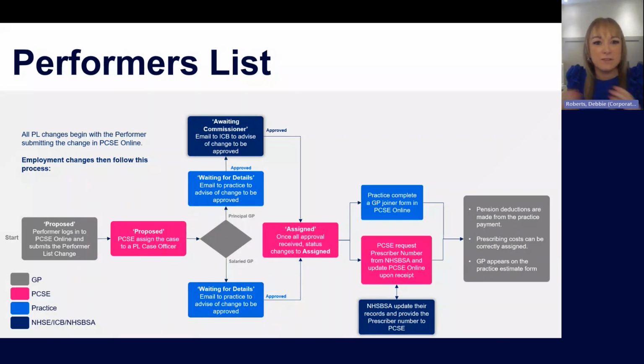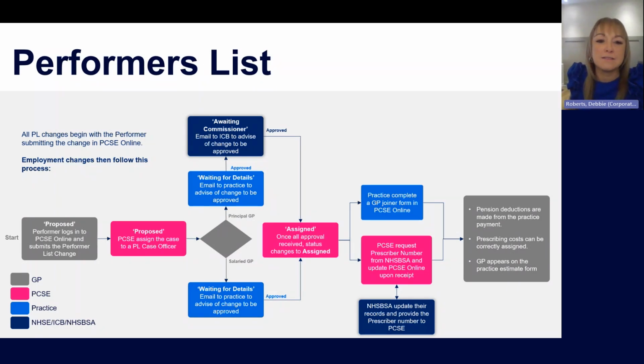Now, the only difference in the process is when it's a principal GP. That's because we need the ICB to also approve the contract change. So once the practice have received the approval and you've approved the request, it then has the additional step of being approved by the commissioner. And then once approved, it then follows the steps that I've just discussed.